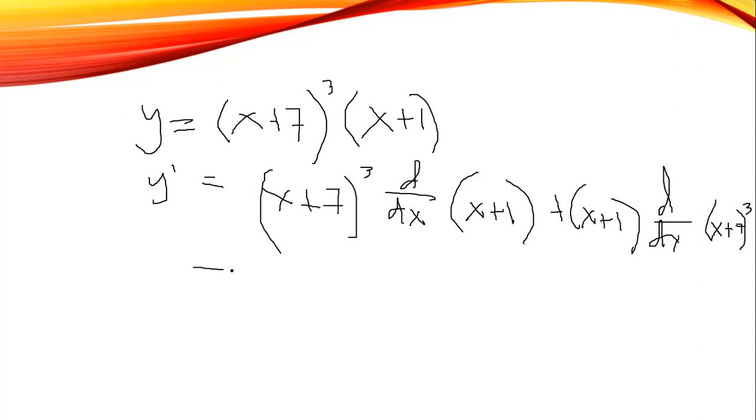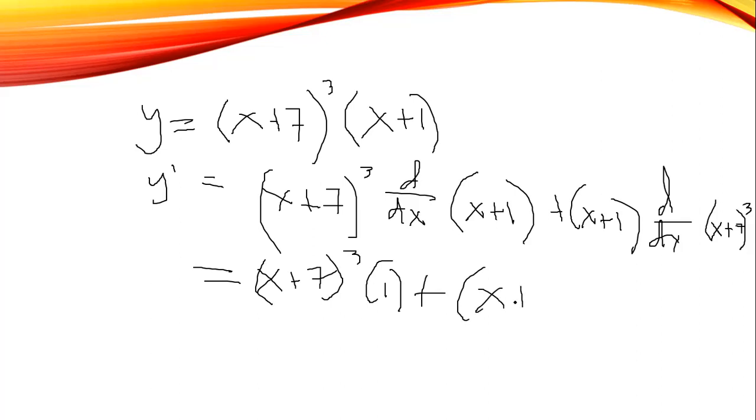So now, to solve for the derivative of this, of course, first just copy this x plus 7 cube because there is nothing to do there. And then the derivative of x plus 1 is equal to 1. How? The derivative of x is equal to 1. We learned that earlier. And the derivative of a constant is equal to 0. That is how it turned out. Plus the quantity x plus 1, and then the derivative of x plus 7 raised to the third power.